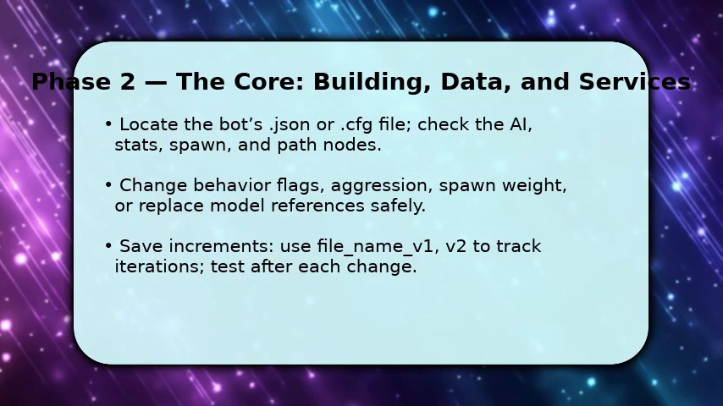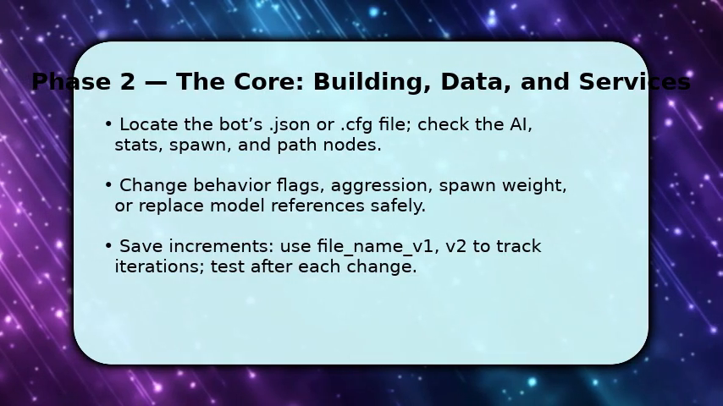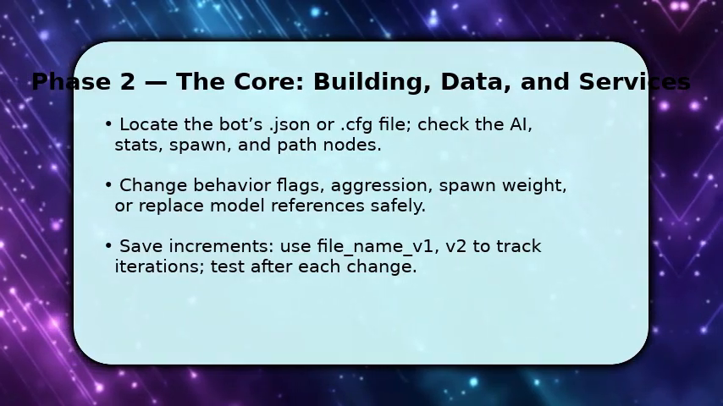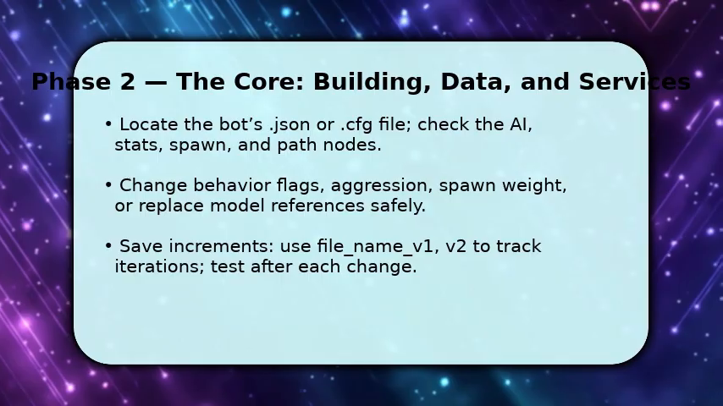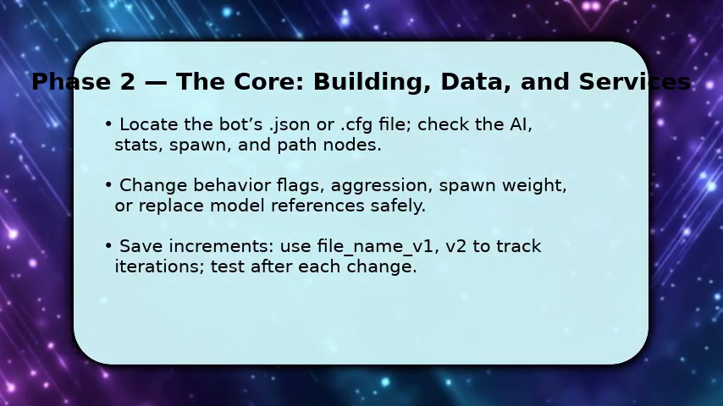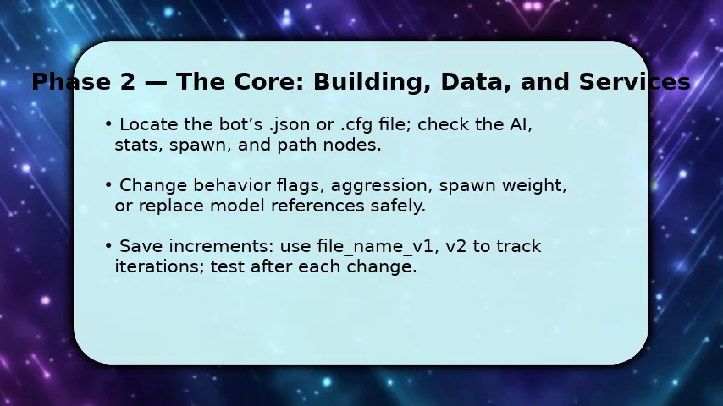You now open the bot's configuration, typically a JSON or CFG, and focus on AI, stats, spawn, and path nodes. These control decisions and movement. Carefully adjust aggression, vision ranges, and spawn weight to change how the bot acts. Replace model or animation references only if assets exist.